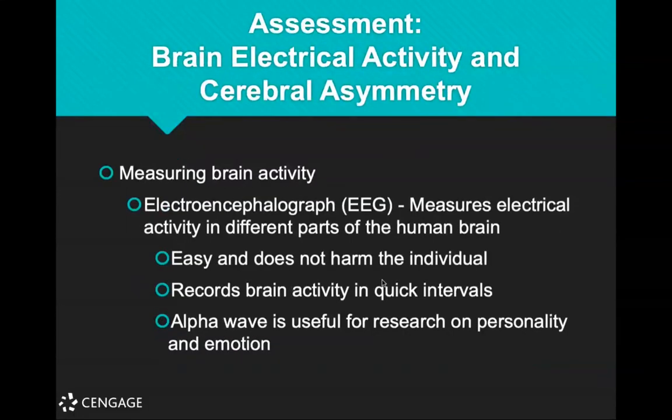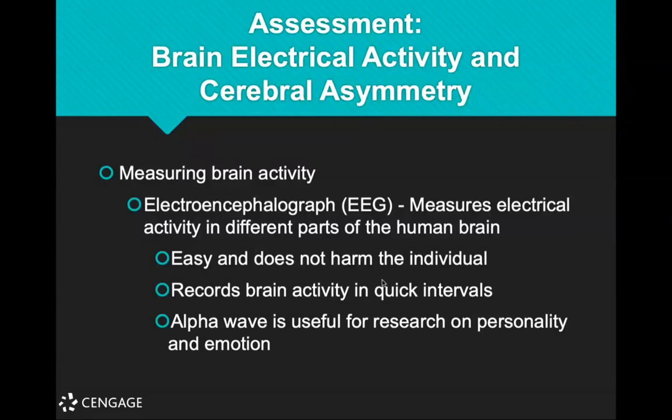Now let's shift gears again and go to the assessment side of things. So, the biological approach. Scientists and pioneers under this approach were also interested in assessing how certain brain activities, or certain biological underpinnings, related to personalities, behaviors, and so on.